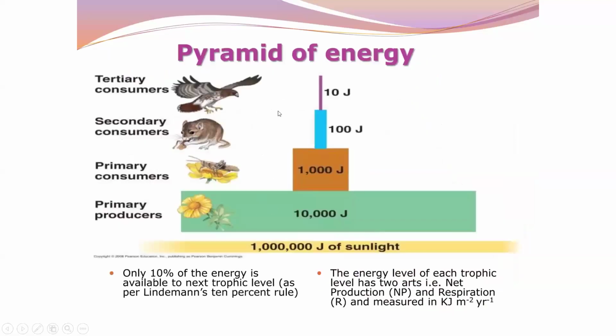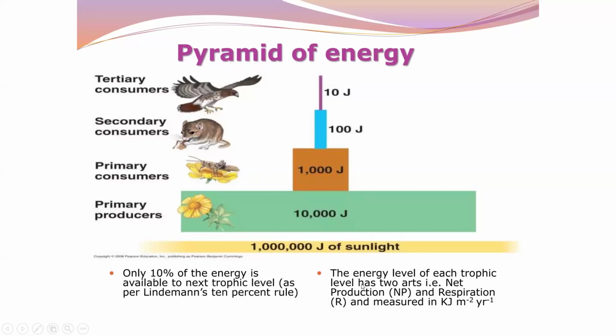So here is the pyramid of energy. Producers have 10,000 joules, primary consumers contain only 1,000, secondary consumers 100 joules, and tertiary consumers only 10 joules of energy. So more energy is seen in the producers compared to the tertiary consumers. This also comes under the 10% law, that is, only 10% of the energy is available to the next trophic level as per Lindeman's 10% rule.